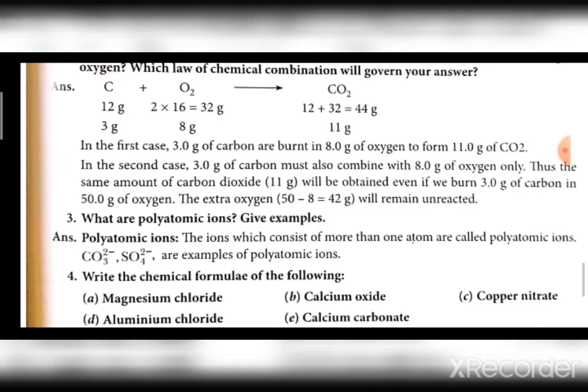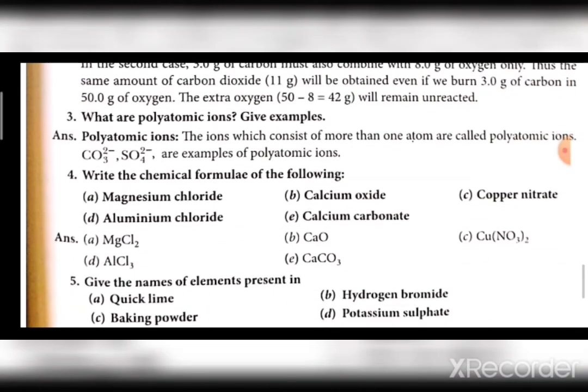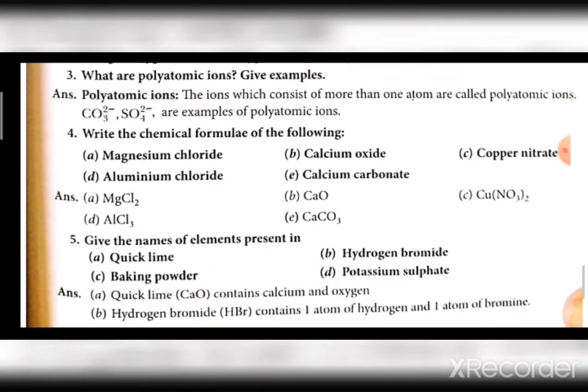Here also 3 gram will react with 8 gram only. If we are giving more amount, then it will remain unreacted. Question number 3. What are polyatomic ions? Give examples. Polyatomic ions are those which are having more than one atom.